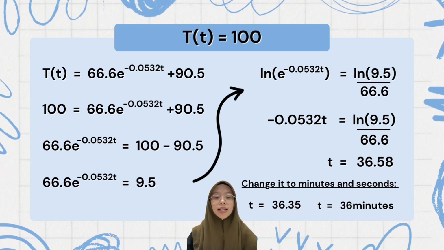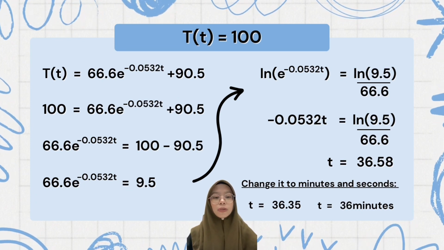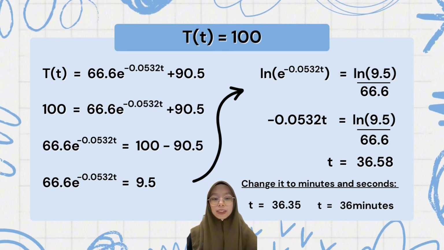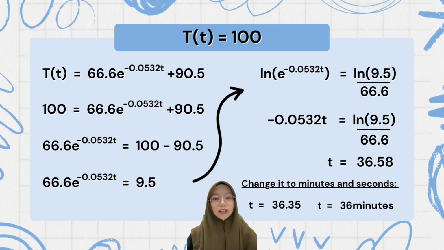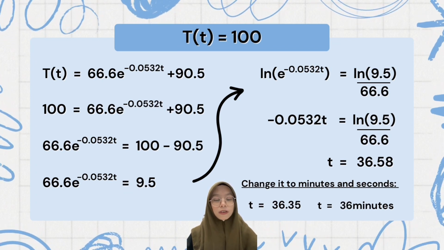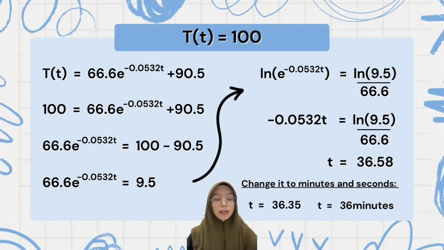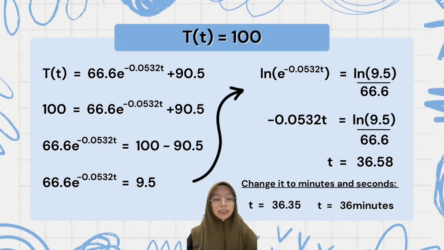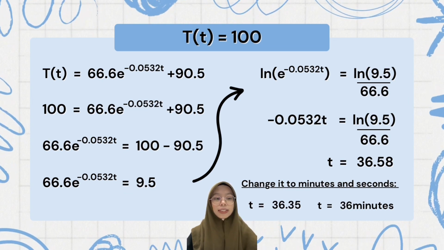Next, we want to cancel the exponents, so we put ln on both sides. ln of e to the power of negative 0.0532 t equals ln of 9.5 divided by 66.6. Cancel the ln, and we get negative 0.0532 t equal to ln of 9.5 divided by 66.6. So we got the value for t equal to 36.58.